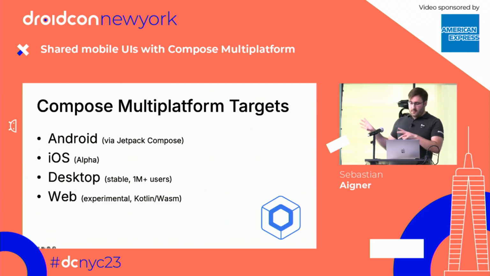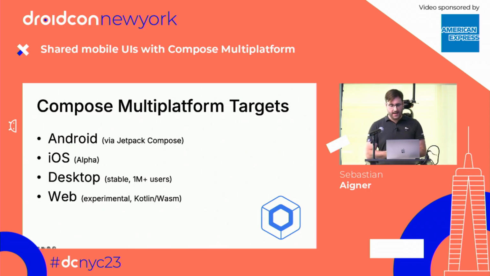Now, this is probably a good place to step back for a second and acknowledge that Compose Multiplatform actually has numerous targets. It can target Android, and that just works via Jetpack Compose from Google. It targets iOS, which we're going to focus on the most today, and which is currently in alpha. But it also targets desktop, for example, which we already stabilized and which is running in production on over 1 million macOS, Linux, and Windows machines out there.